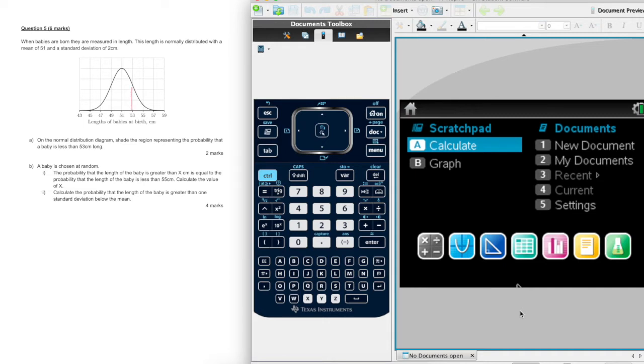We've got the line at 53. It's a little bit more accurate. And then from that, we're going to shade in less than 53. So it would be this part of the graph here.